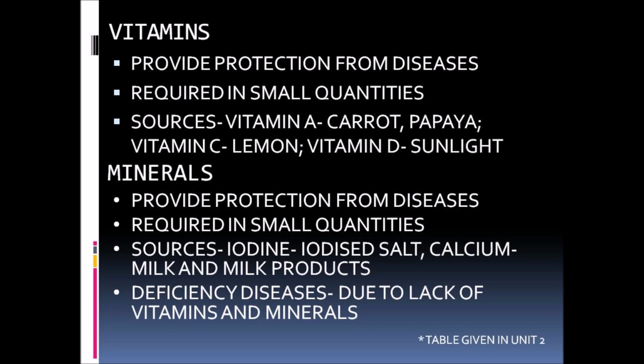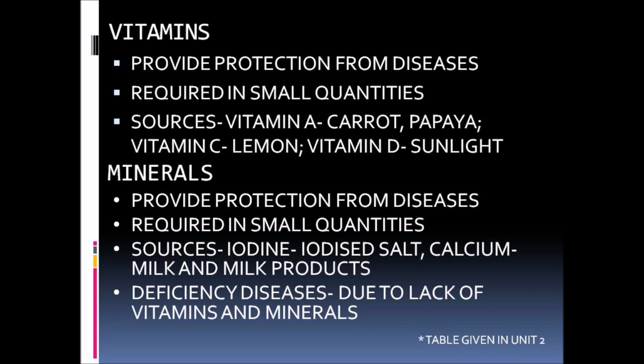Vitamins are nutrients required in smaller quantities. There are around 20 known vitamins. Minerals are nutrients that contain certain elements in them and are required in smaller quantities similar to vitamins. Vitamins and minerals together help in protecting us from diseases. Although these nutrients are required in small quantities, they must be included in our diet. What happens when they are not taken? It results in deficiency diseases. These deficiency diseases occur when there is a lack or an insufficient amount of vitamins and minerals in our diet. We will be learning about deficiency diseases in detail in Unit 2.